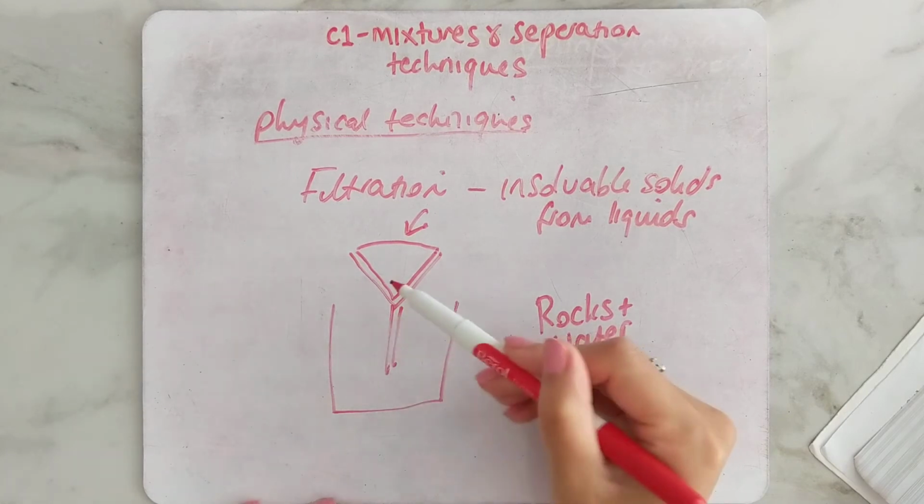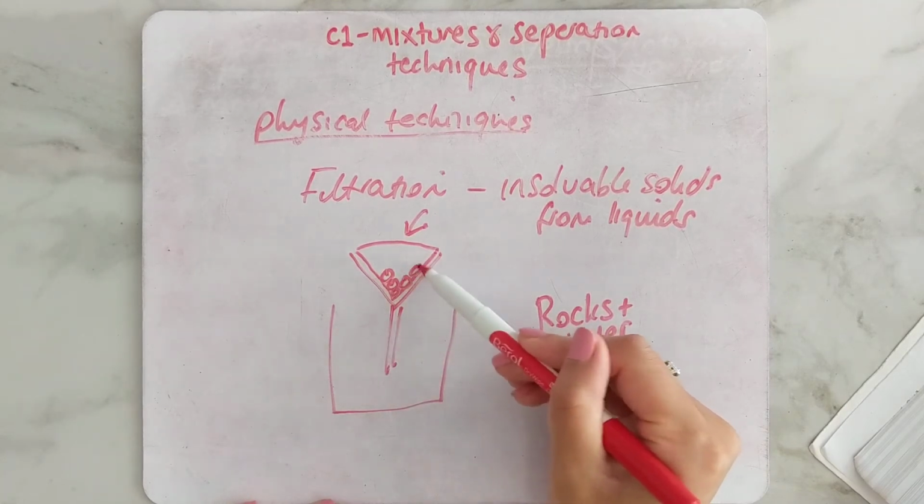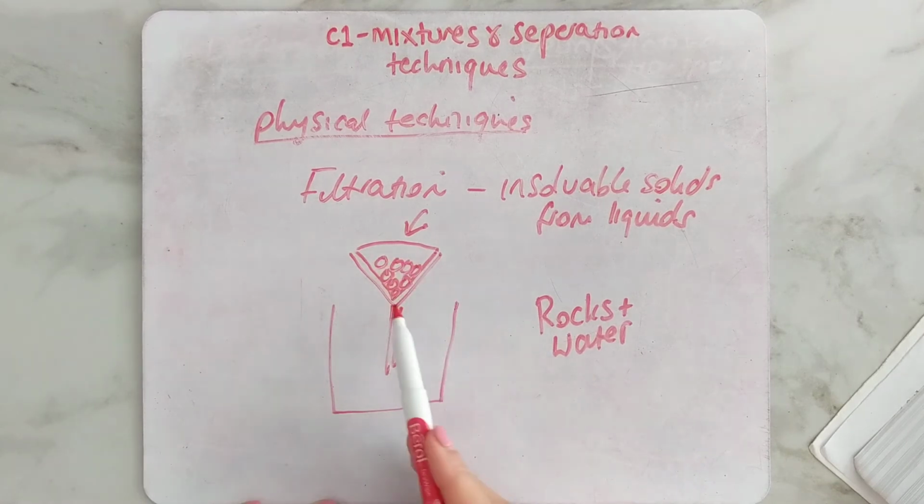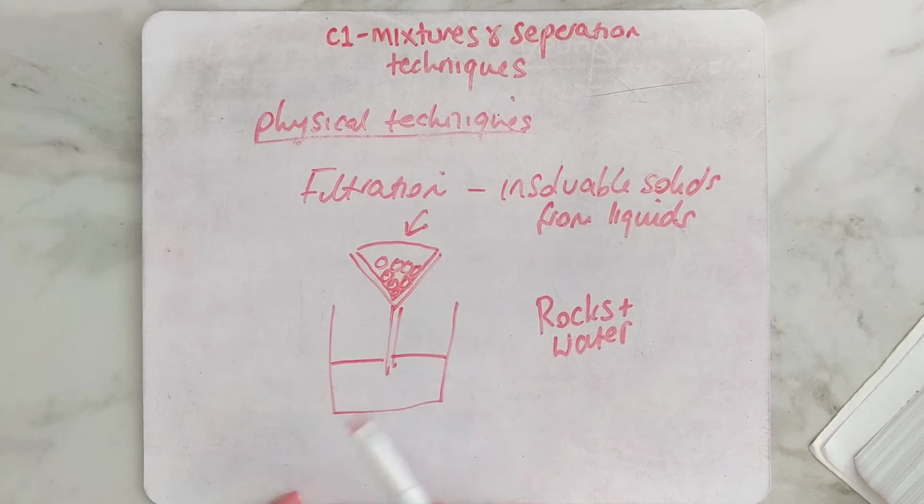What's going to happen? Your rocks are going to stay here because they can't get through. The funnel is too slim for the rocks to pass through. So there's all my water dripping through, and there's all my rocks collected at the top in the filter paper.